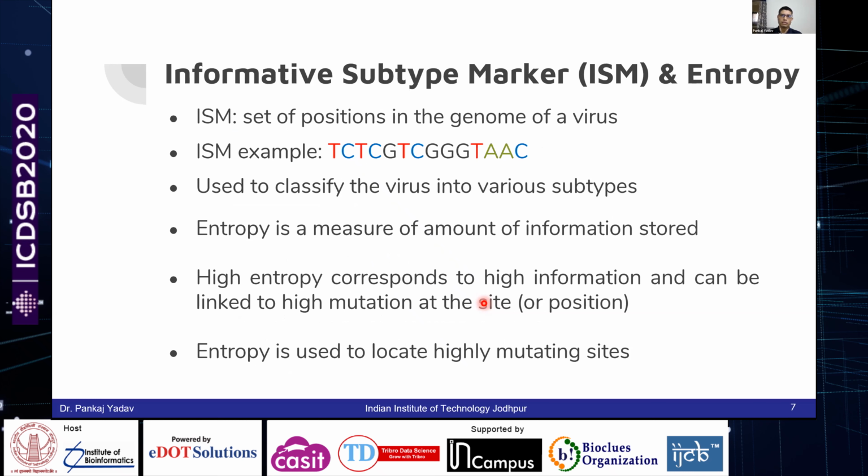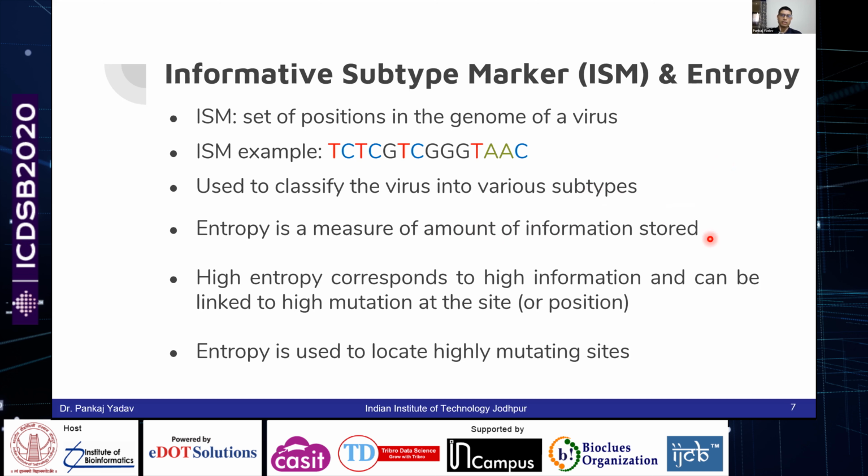Coming to the methods that we used, the first thing I want to describe is informative subtype markers, in short ISM, and entropy. An ISM is a set of positions in the genome of a virus. For example, you can consider a sequence set of positions, it can have T, C, T, C, G, let's say. The utility of ISMs is that they can be used to classify the virus into various subtypes.